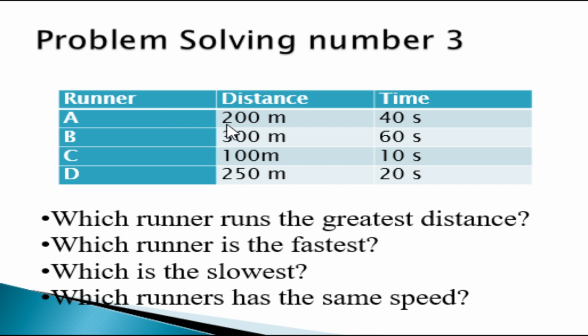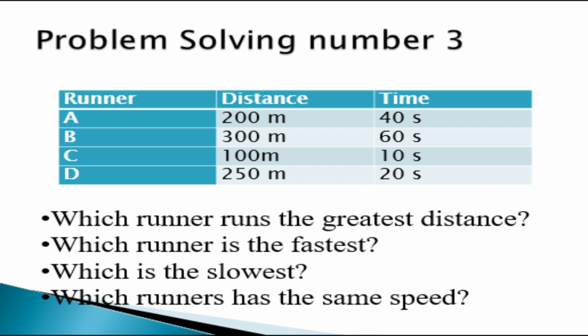So for runner A, 200 meters divided by 40 seconds, so we will have 5 meters per second. So for runner A, the speed or the velocity of runner A is 5 meters per second. For runner B, 300 meters divided by 60 seconds. So we will have still 5 meters per second.